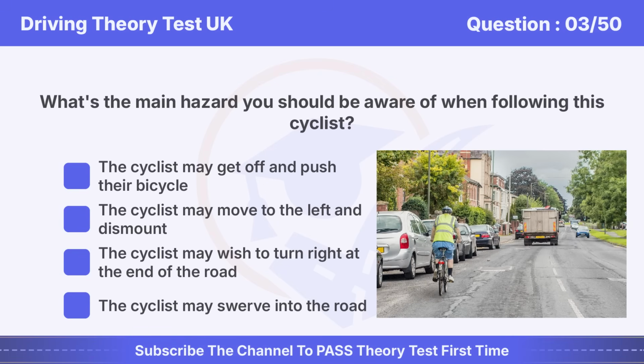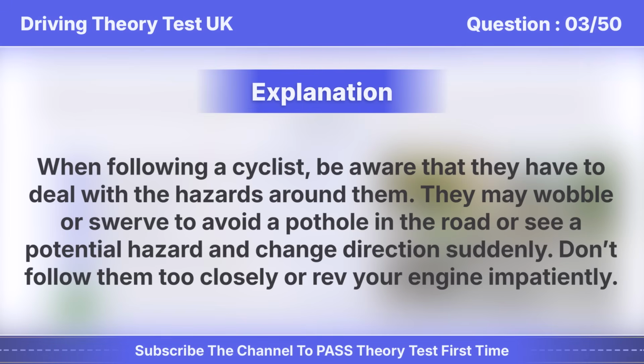Question 3. What's the main hazard you should be aware of when following this cyclist? Answer is D. The cyclist may swerve into the road. When following a cyclist, be aware that they have to deal with the hazards around them. They may wobble or swerve to avoid a pothole in the road or see a potential hazard and change direction suddenly. Don't follow them too closely or rev your engine impatiently.